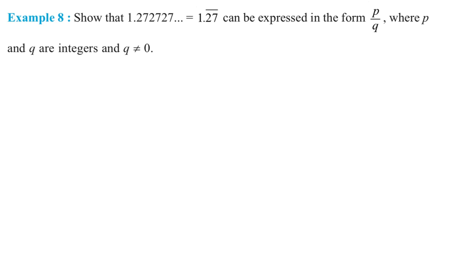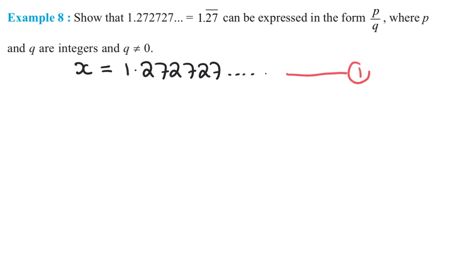Is 1.27 bar a rational number? Yes. Why? Because it is non-terminating but repeating decimal. And what are the steps of changing a non-terminating repeating decimal? We saw in our previous example. First step, let x be equal to 1.272727 on and on and on. Let that be equation 1.